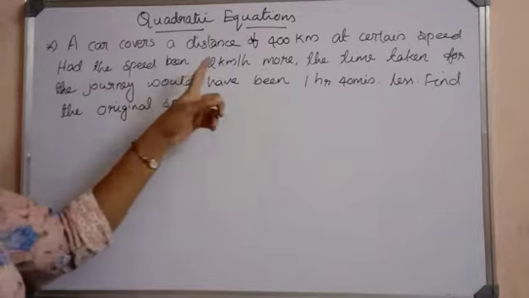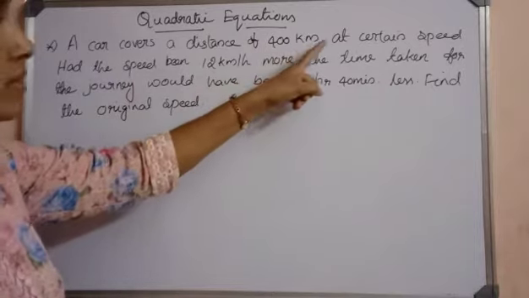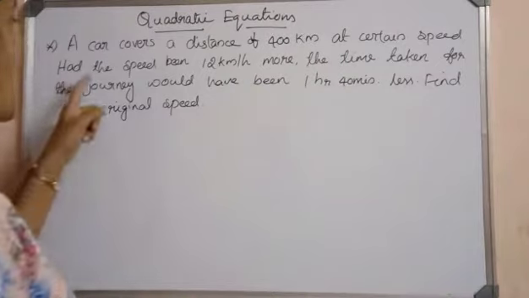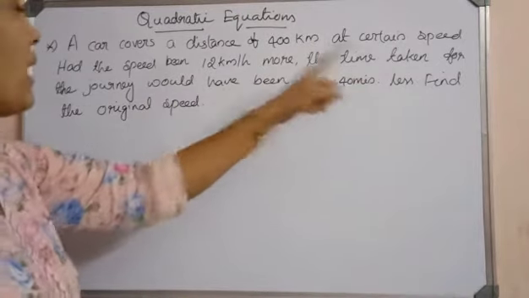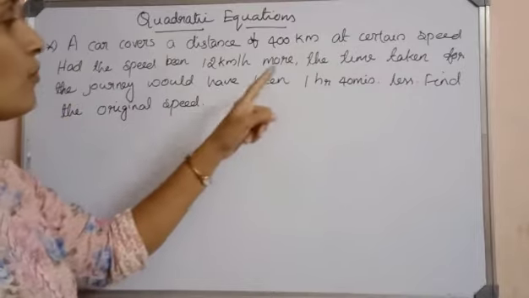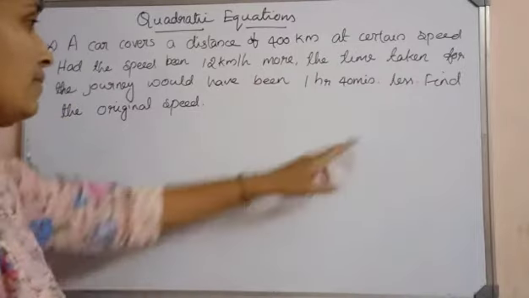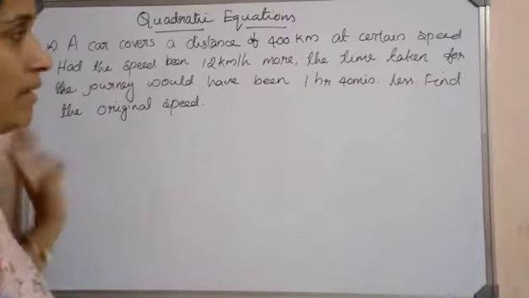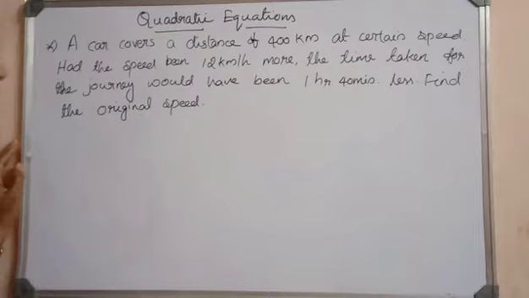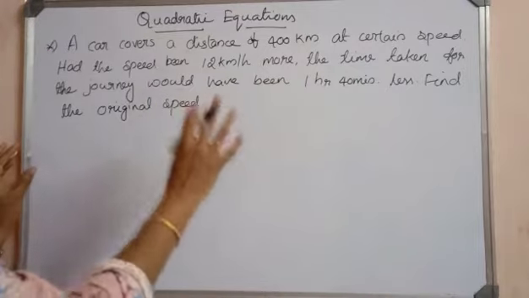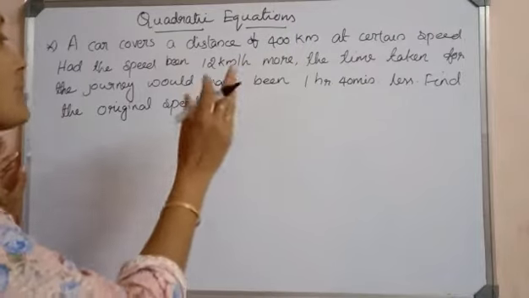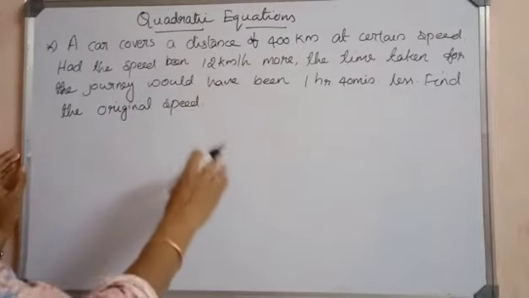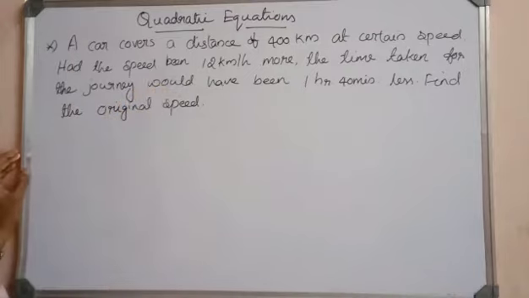A car covers a distance of 400 kilometers at a certain speed. Had the speed been 12 kilometers per hour more, the time taken for the journey would have been 1 hour 40 minutes less. Find the original speed. This is the question. Here it is given that the car covers a distance of 400 kilometers with a certain speed. We need to find the original speed of the car.